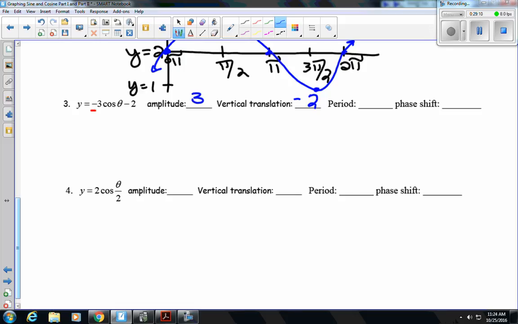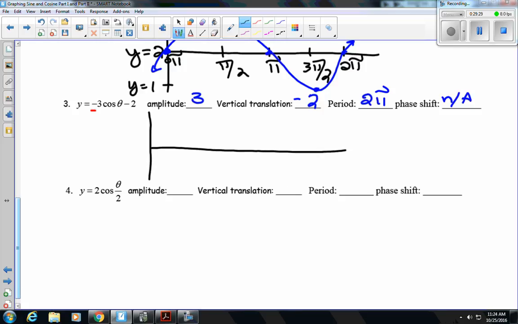All right, what about a period? Still 2 pi. And have I made a phase shift? No. So, and this is an indication that I'm starting at 0 pi. I'm ready to graph. I've got all the parts.